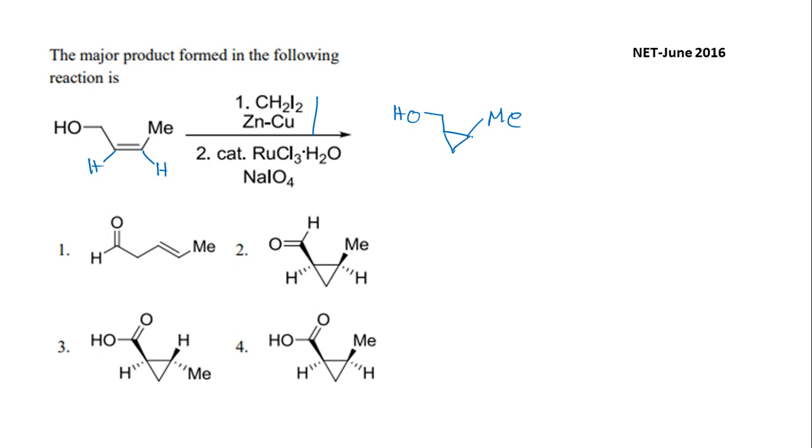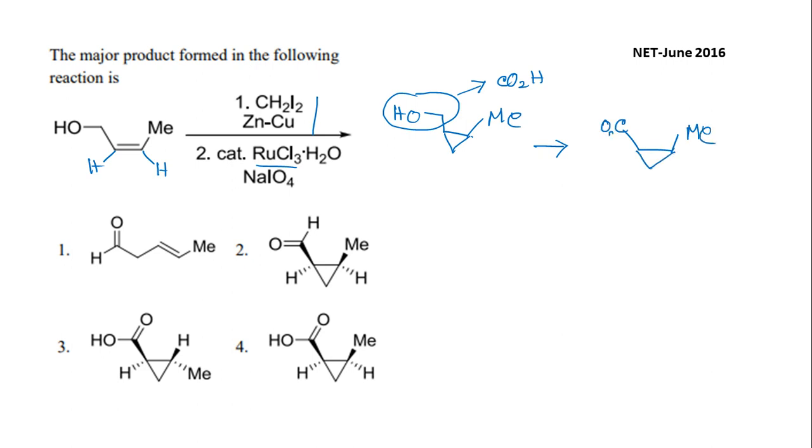So without writing stereochemistry, just write cyclopropane. Now once it is formed, the next reagent is an oxidizing reagent, which is very strong. In presence of this type of reagent, this CH2OH will be converted to CO2H. Primary alcohol will be converted to CO2H. Rest of the part, there is no change.